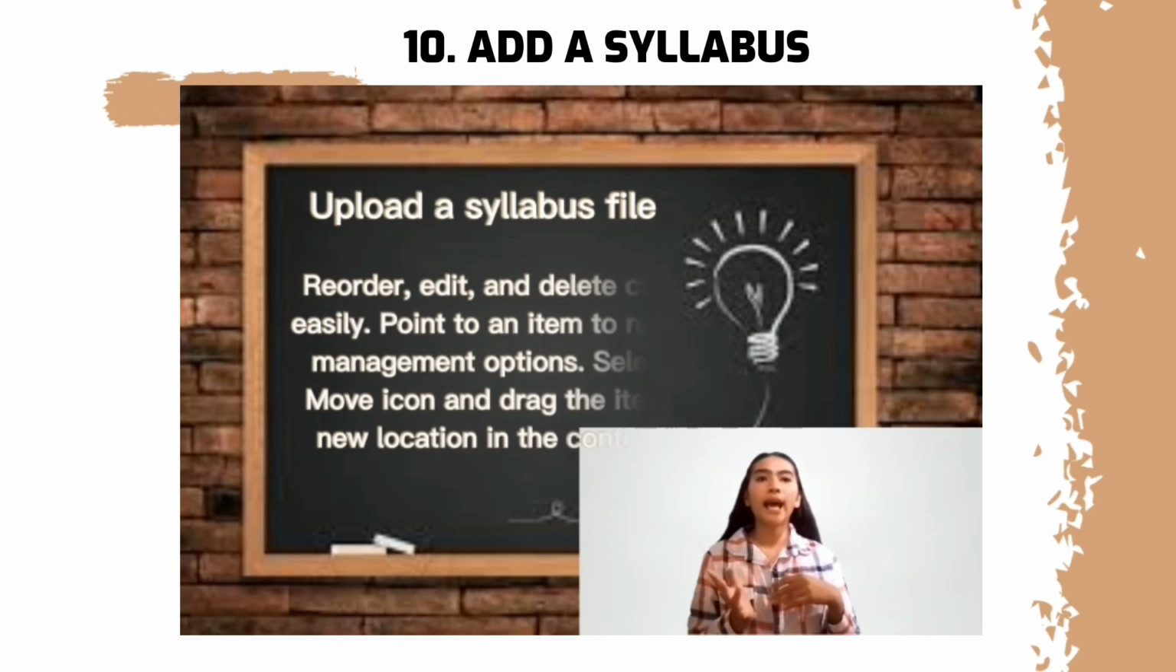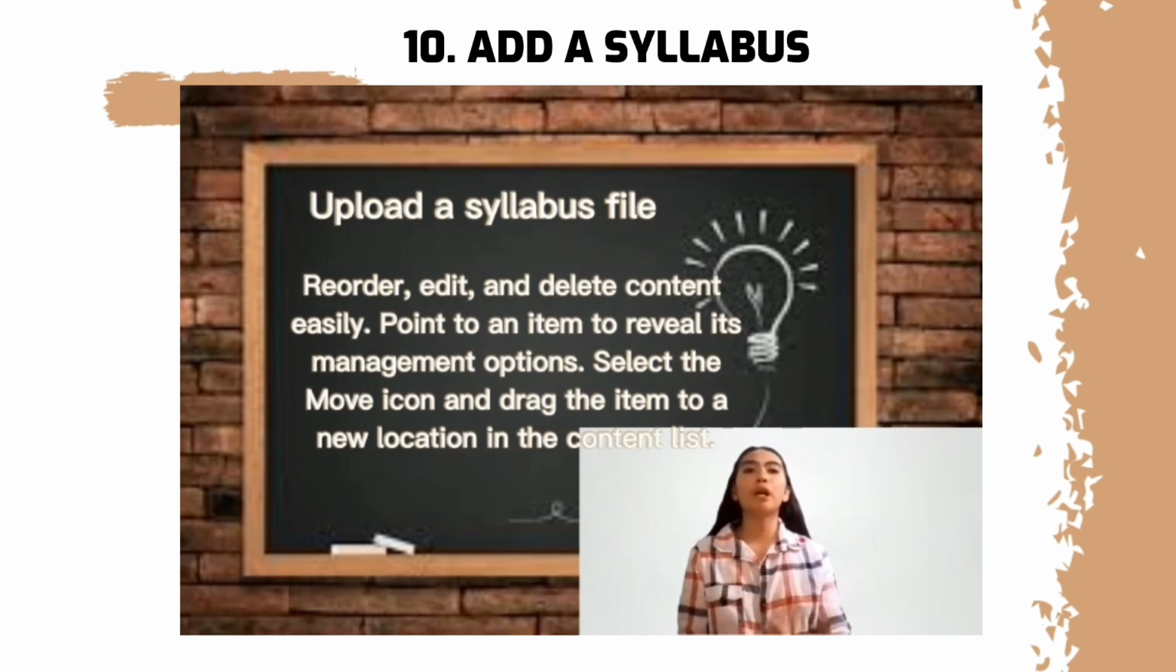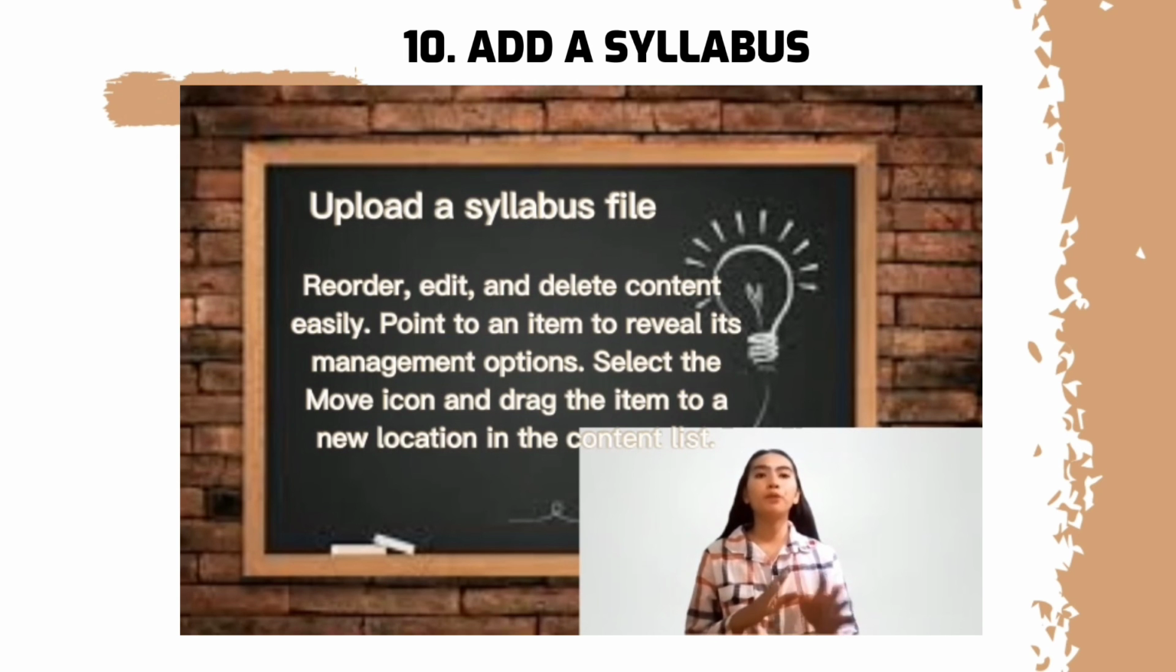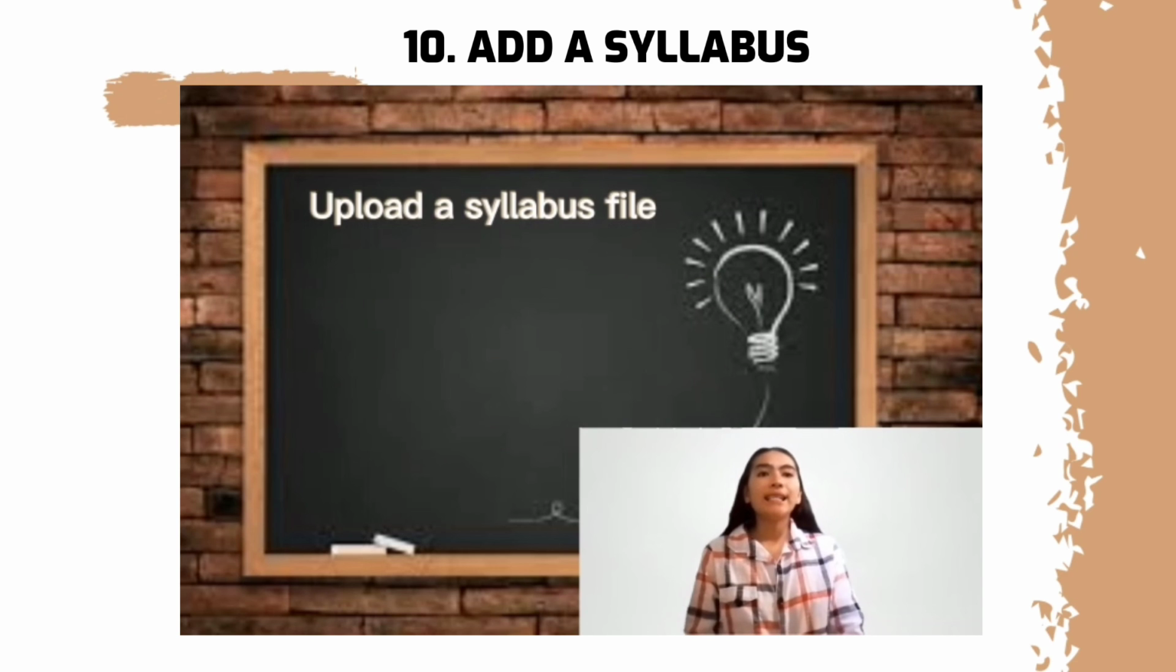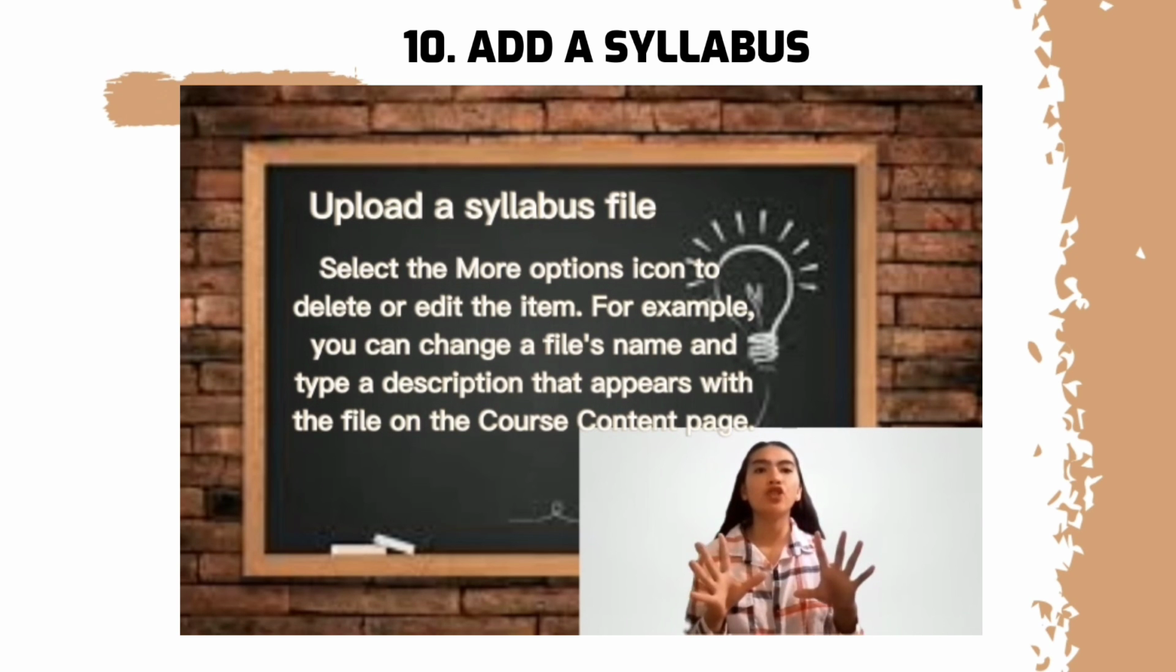Reorder, edit, and delete content easily. Point to an item to reveal its management options. Select the move icon and drag the item to a new location in the content list. Select the more options icon to delete or edit the item. For example, you can change a file's name and type a description that appears with the file on the course content page.